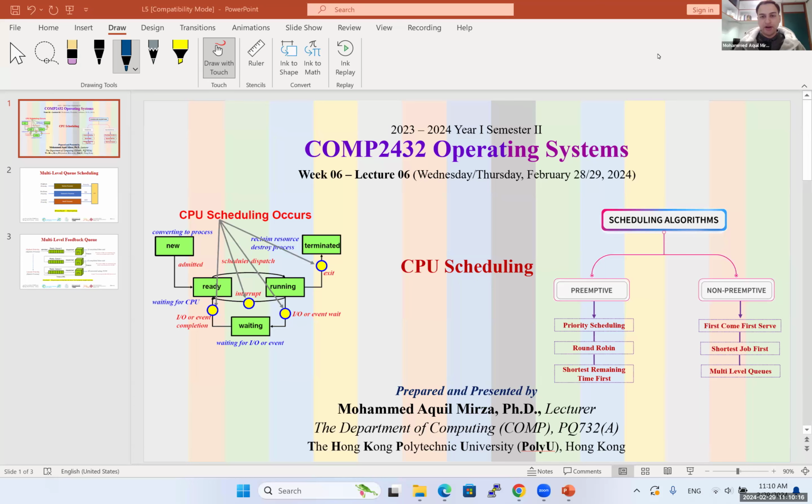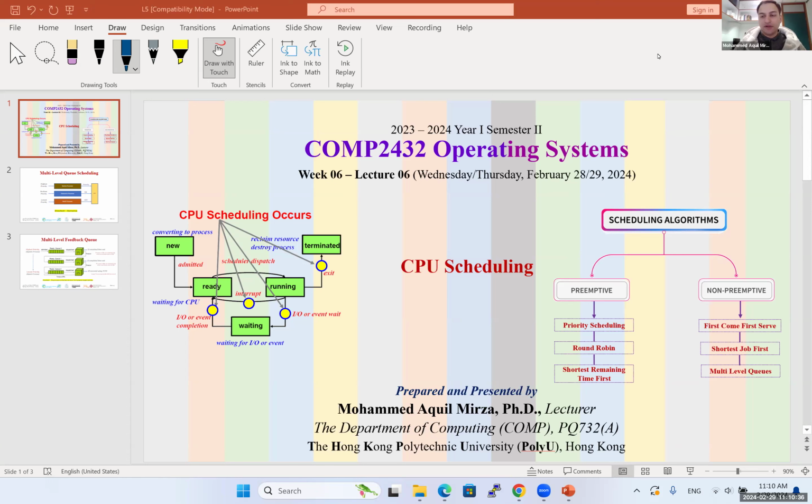Good morning, everyone. Welcome to our discussion on CPU scheduling algorithms. In the previous lectures, we have already talked about different scheduling algorithms under preemptive and non-preemptive. Today, we are going to talk about the multi-level queues.